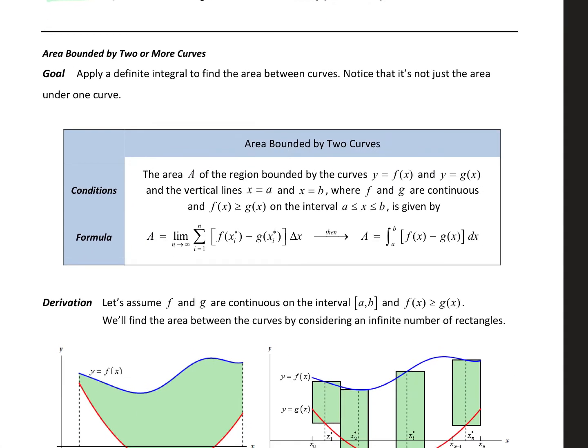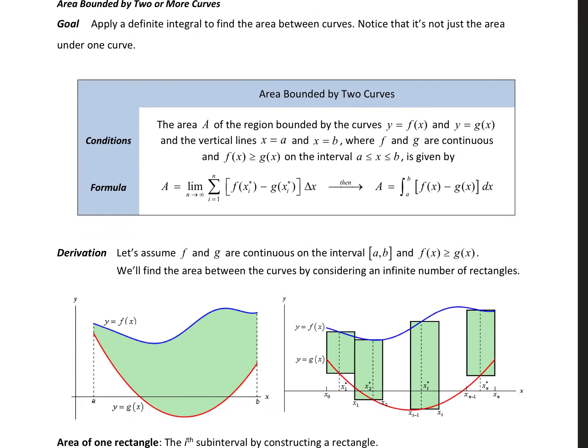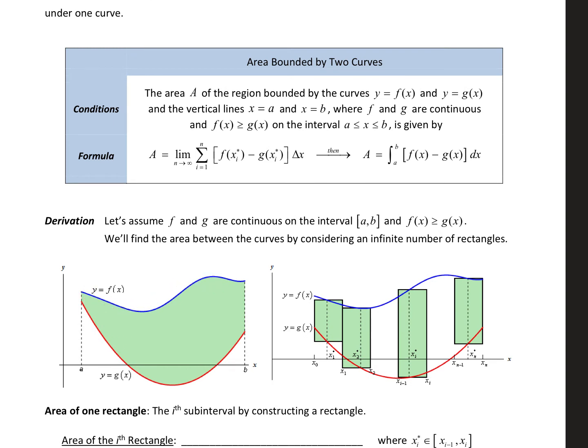All right, let's look at the area bounded by two or more curves, right? The goal is to apply the definite integral to find the area between two curves. Notice that it's not just the area under one curve. For example, in the graph below, I have one function f of x and another function g of x, and we're trying to find the area between these two curves. Before, it was f of x and the area under the curve, so it was kind of rectangle-ish, except the top part was different. Here, the top part is a curve and the bottom part is another curve. So this is a more irregular shape.